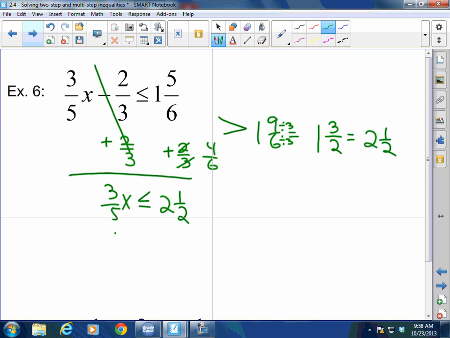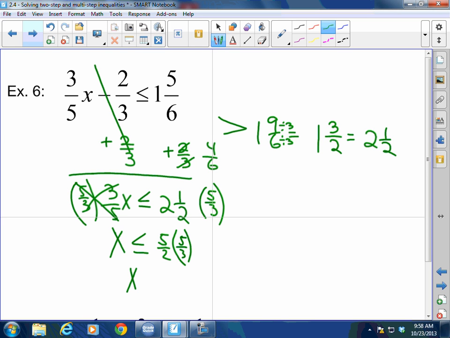Okay, now, I'm going to have to multiply by a reciprocal here, correct? Okay, now, what do I have to do first, though? You got to turn that into an improper fraction. Very good. So x is less than or equal to 5/2 times 5/3. So x is less than or equal to 25/6. So x is less than or equal to 4 and 1/6.